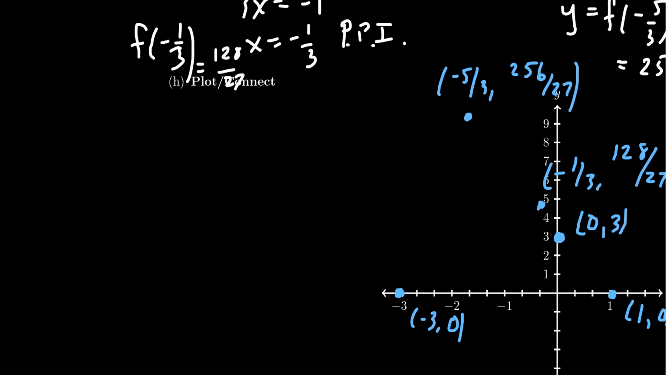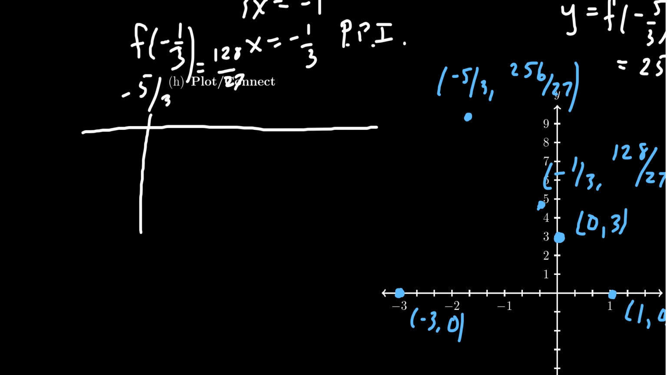When you're building your sign chart, what I want you to do is draw a line that kind of represents the x-axis. And I want you to do a mark for each and every critical number and PPI. So we had a critical number at -5/3. Draw them in ascending order. We had a PPI at -1/3.